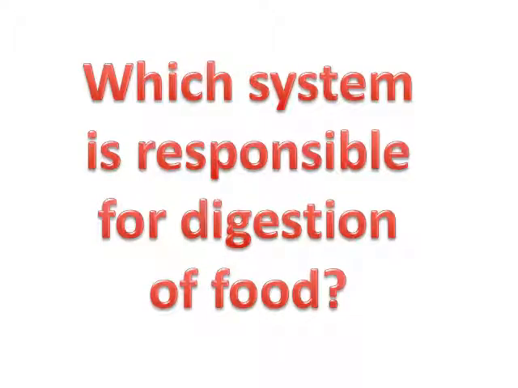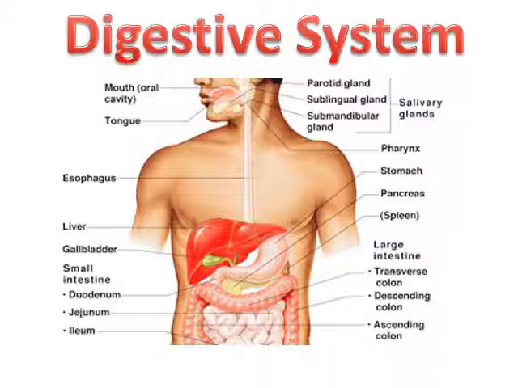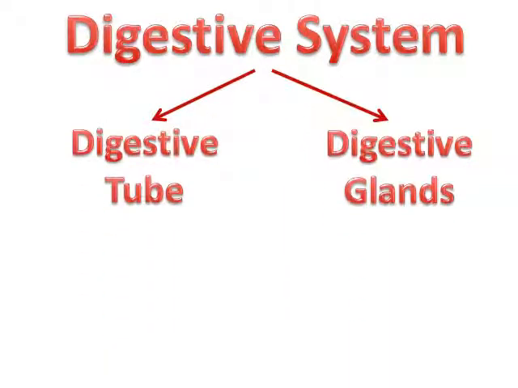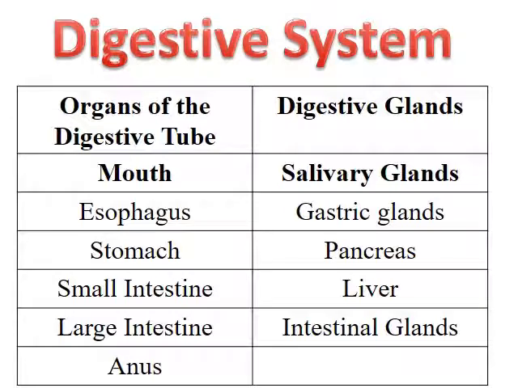So, which system is responsible for the digestion of food? As we know, it's the digestive system for sure. The digestive system is mainly divided into two main branches. The first branch is called the digestive tube, and the second is called the digestive glands. What is the digestive tube? It's the organs through which food can pass, while digestive glands are organs through which food doesn't pass.